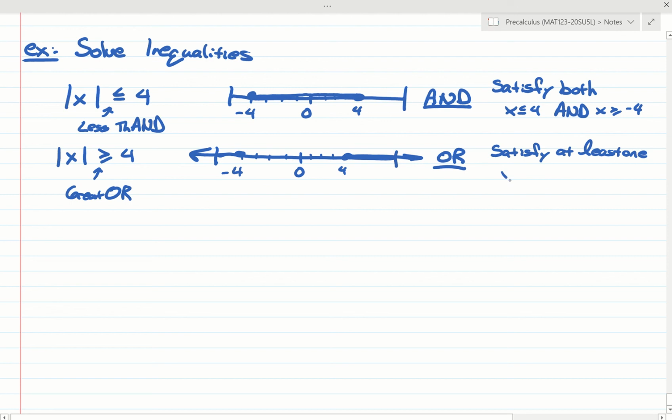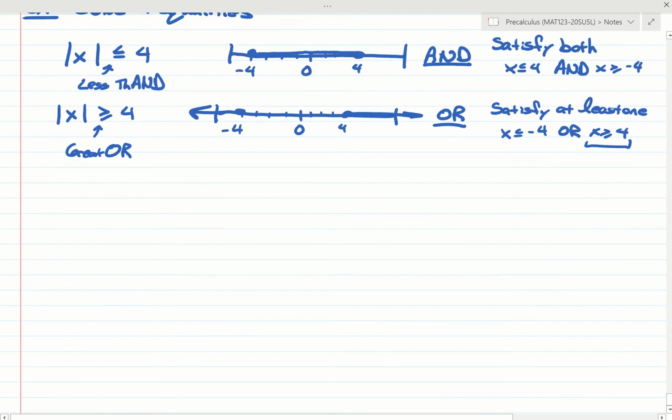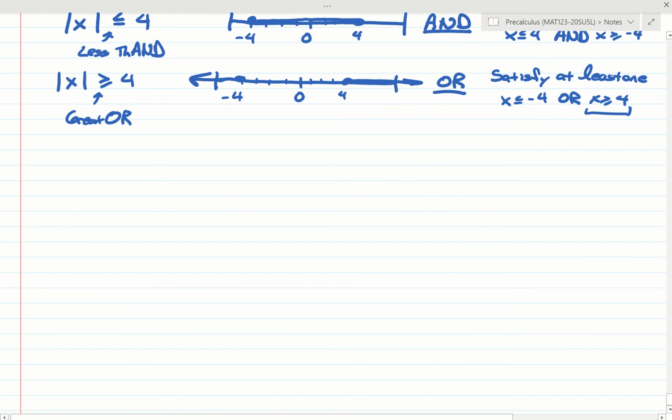So, I mean, you could just say x is less than or equal to -4, or x is greater than or equal to 4. So like 5 would work. It would work here, it wouldn't work in the other one, but we only have to satisfy one. Okay, so let's actually do some now.